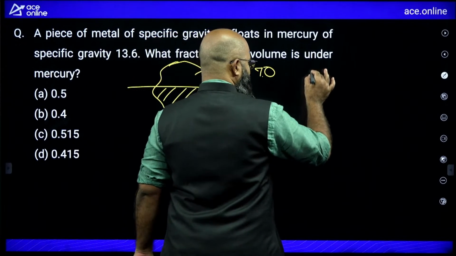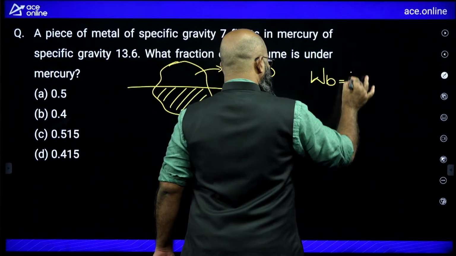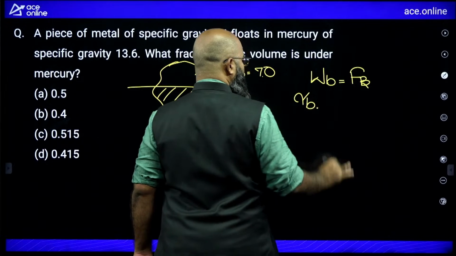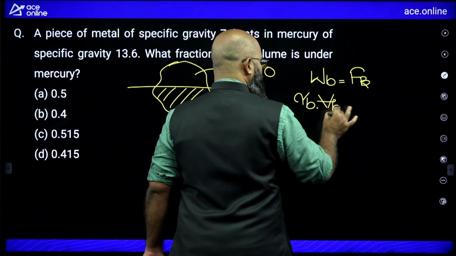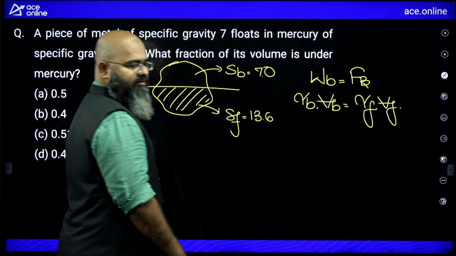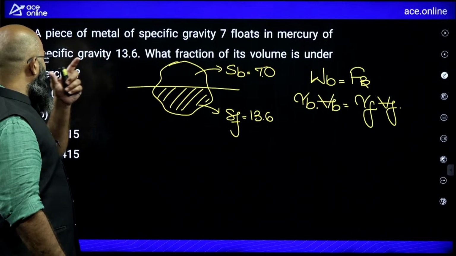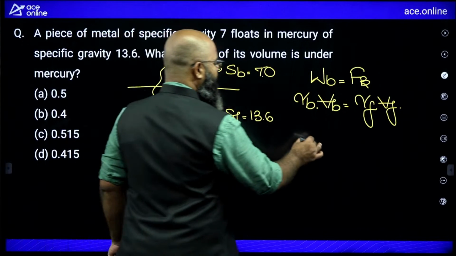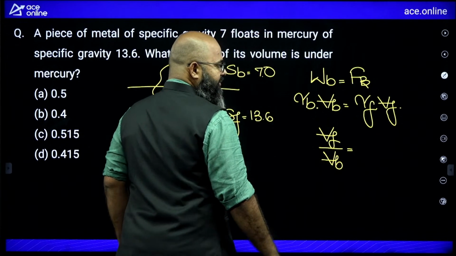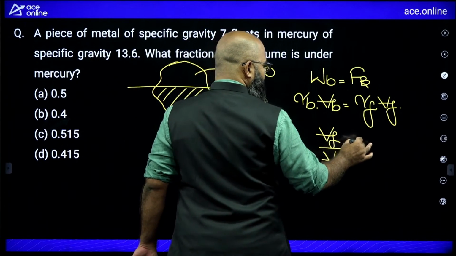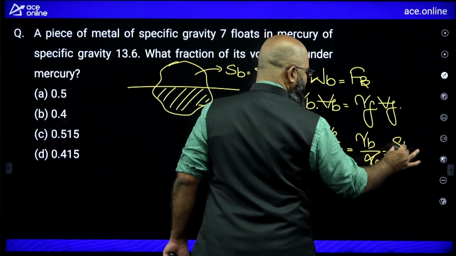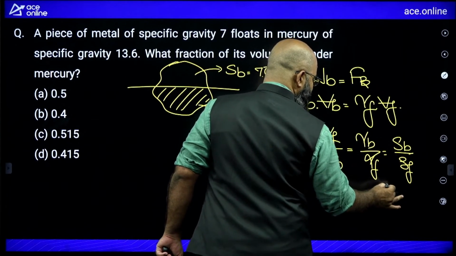We can say by equilibrium, weight of the body is equal to force of buoyancy. Weight of the body is equal to how much? Gamma of body multiplied to volume of body, is equal to gamma of fluid multiplied to volume of fluid displaced. Now, the fraction of volume means volume of fluid displaced by volume of body, is equal to how much he's asking. This will be equal to gamma of body divided by gamma of fluid. That will also be equal to S of body by S of fluid. That is equal to how much?